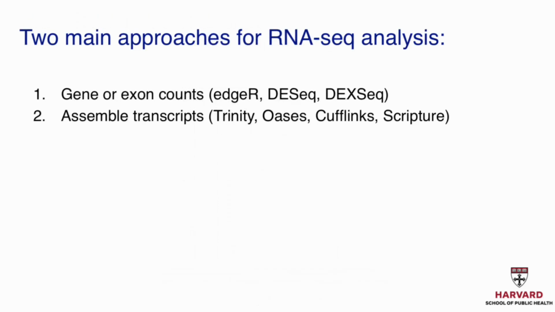So while we have approaches like EdgeR and DESeq and DEXSeq that basically count each gene or each exon, and quantify the amount, we also have techniques that try to determine from the reads what transcripts are present. Some of these actually try to do it from scratch without a reference genome. Examples of these methods are Trinity, OASES, Cufflinks, and Scripture. We're not going to cover the ideas behind these specific methods, because they're somewhat more advanced than what we're doing in this course. But you should know that they're out there and they have software that you can try.